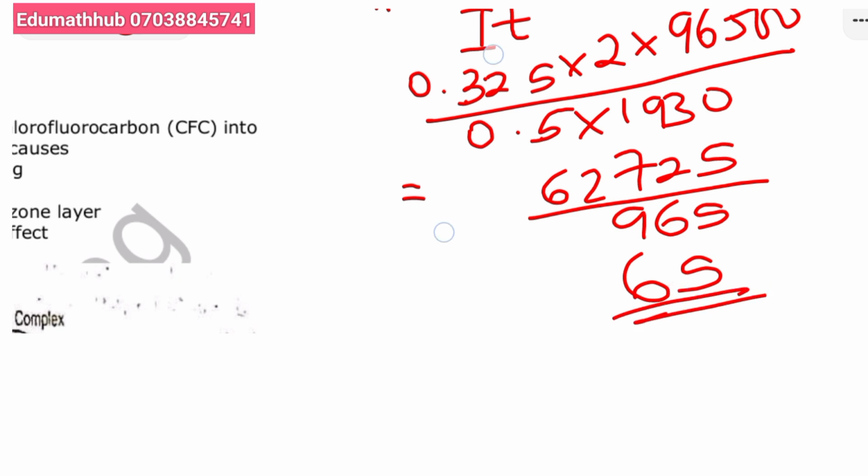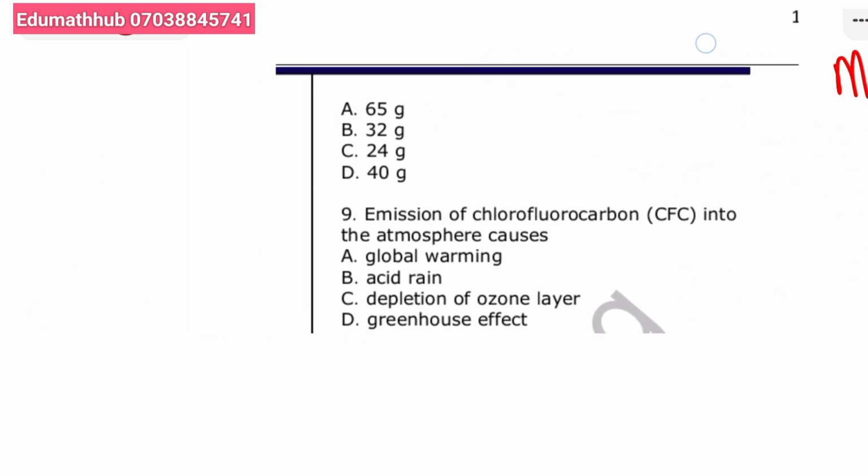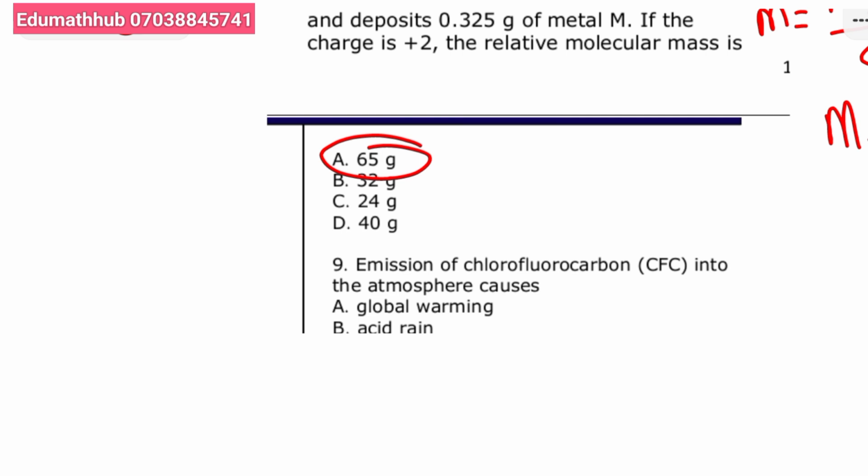Okay, 65. So check it in the options there. So you can see that's option A, 65. So the answer is option A.